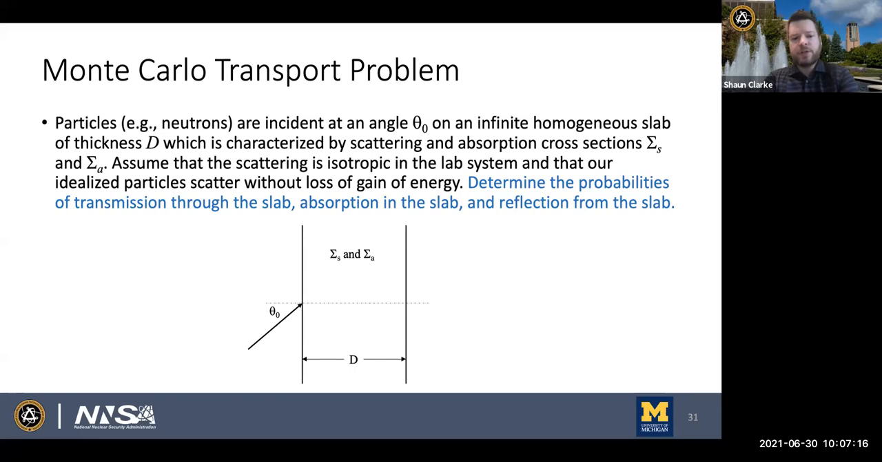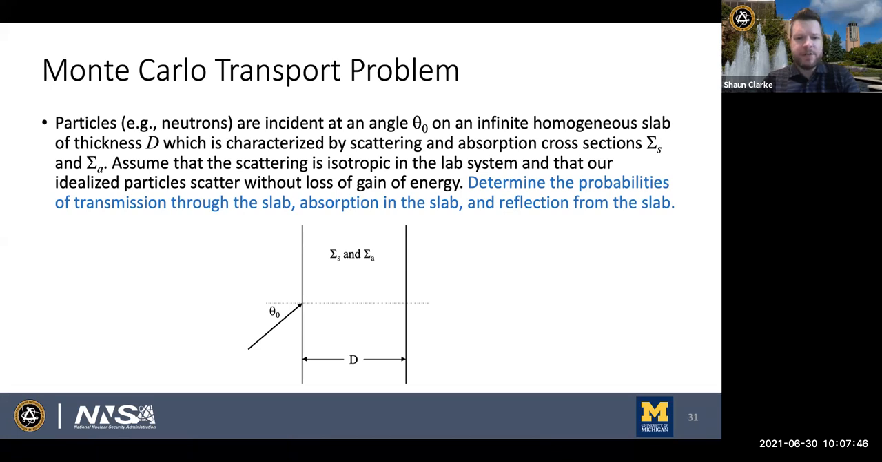So we're going to consider a particle source, maybe it's neutrons, incident on a slab, and the particles are going to be incident with some angle, theta. We're going to consider this slab to be infinite in all directions except for this one direction. So it's like a one-dimensional slab. And we're going to consider that particles can interact in this slab in two ways. They can either scatter or they can be absorbed. And then we'll talk about what all that means.